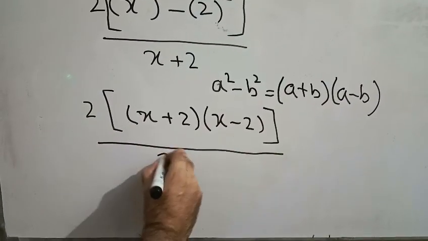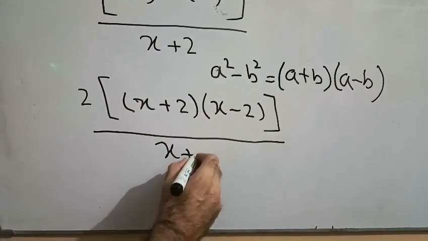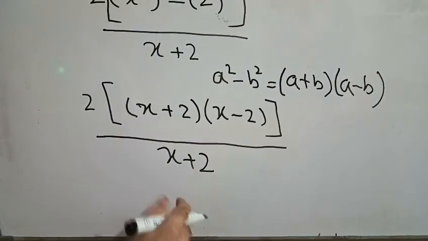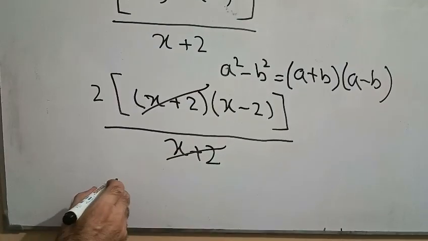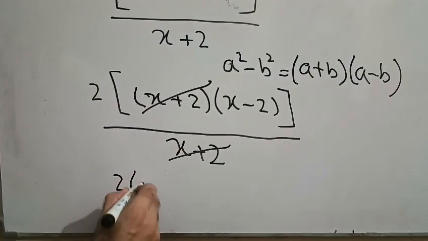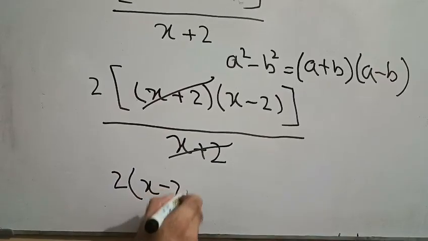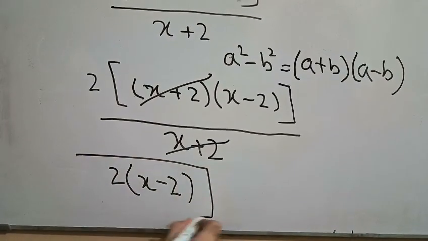divided by (x plus 2). So this x plus 2 will cancel with this x plus 2, and the remaining term is 2 into (x minus 2), which is the required answer.